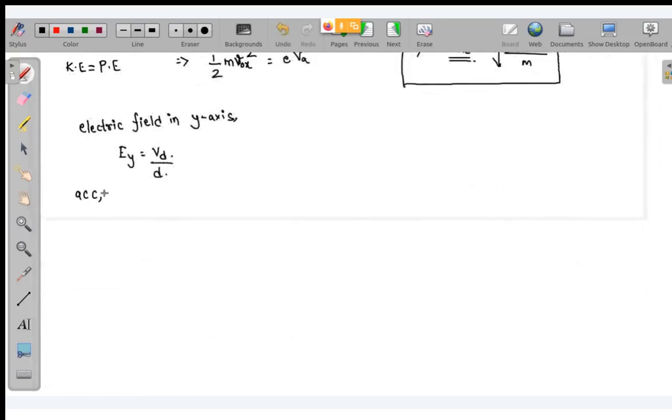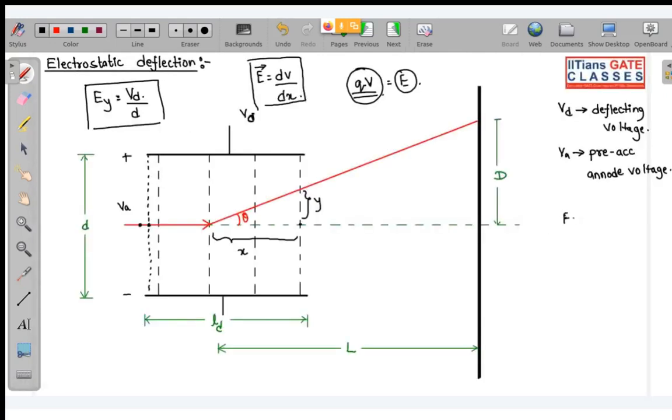So acceleration in the y-axis. Okay, please stay with me over here.